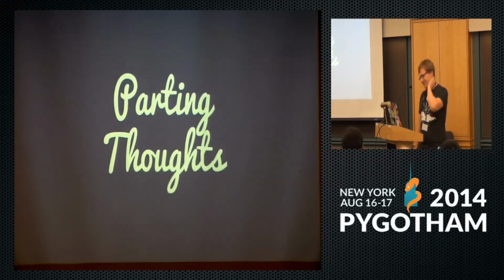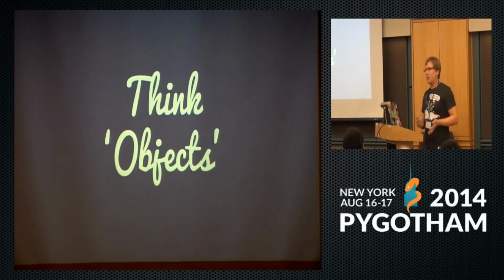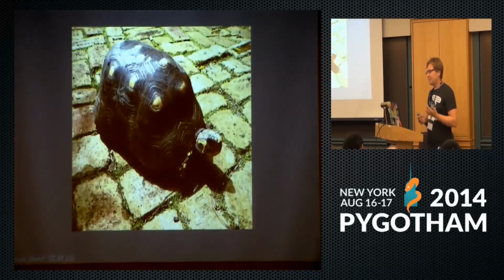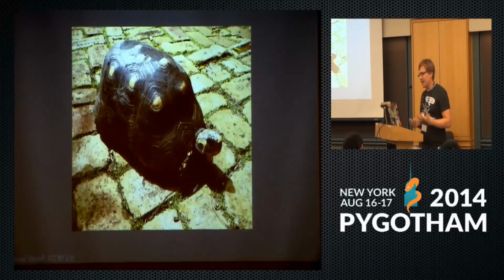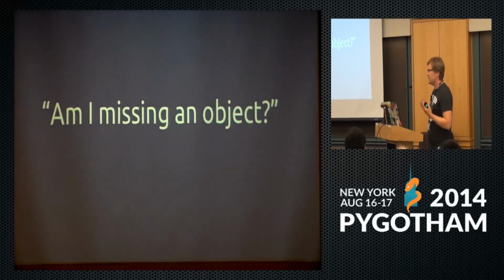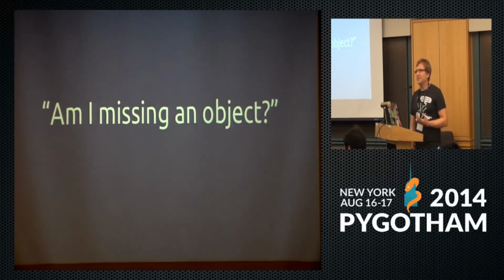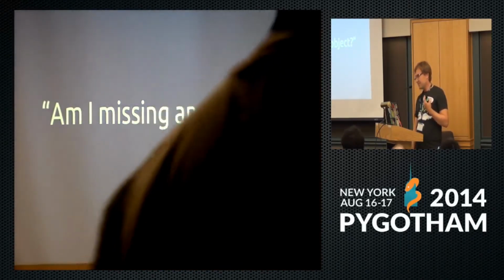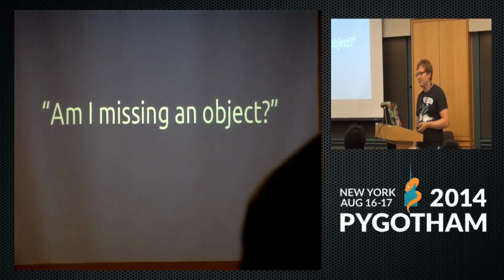So my parting thoughts for this. Writing really good object-oriented code comes down to learning to think in objects. Anytime you're writing your code and you're having problems with it, there's a lot of setup for your tests, or you have this method which is taking like 18 arguments, or you're looping over objects and taking all their data, stop and say, am I missing an object? Oh, really? Oh, my bad.